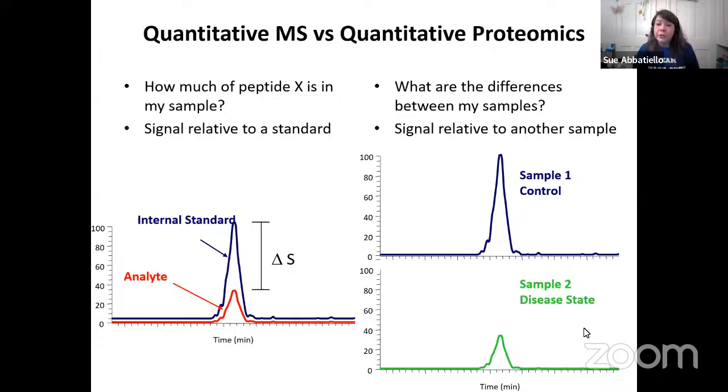And another option is, so that would be considered a labeled analysis. If you're doing label free, you might have two different disease states or a control and a disease state. And now you're looking at that same peptide signal in two different samples that have been acquired differently in time, and you try to analyze those and see what the change in the signal would be. So this is relative quantitation or label free.